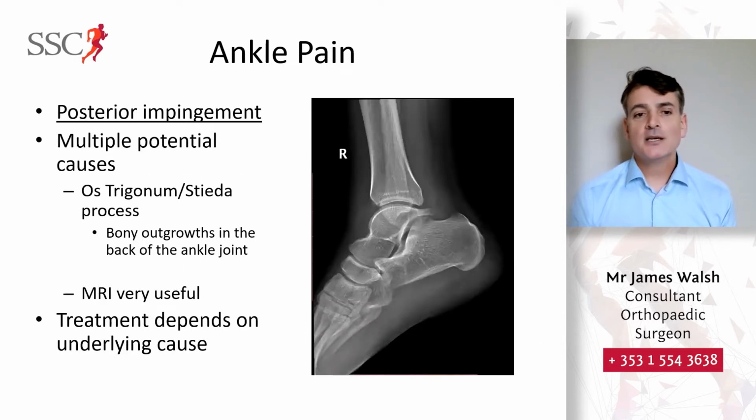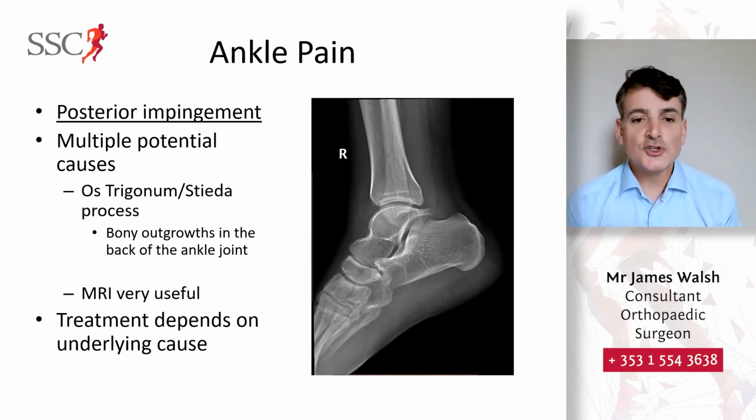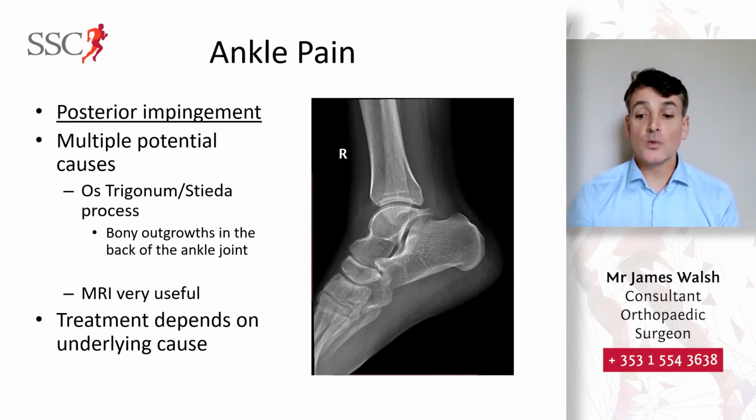Moving to the back, well, there's loads of causes for this. You might have heard of things called an os trigonum or a Stieda process, and essentially these are just bony outgrowths at the back of the ankle joint. An MRI scan is very useful, as is a clinical examination, and the treatment of these depends on the underlying cause. And again, in the majority of cases, we can treat these non-operatively with injection therapy and physiotherapy, depending on what's going on and what's causing the problem.